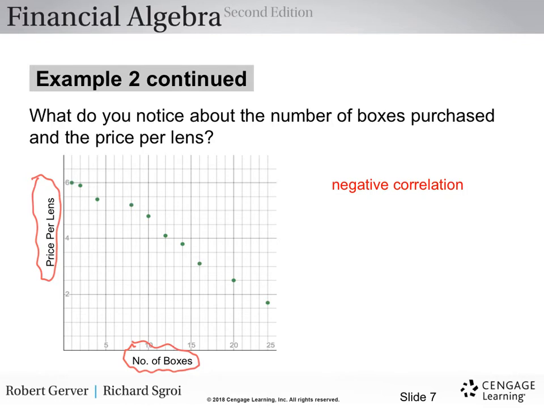Now, what do you notice about the number of boxes purchased and the price per lens? Well, as the number of boxes increases as we're going to the right, look what happens to the purchase price. It starts going down. So this is represented by a negative correlation. Another way of looking at it is it's negative slope. It's going down.